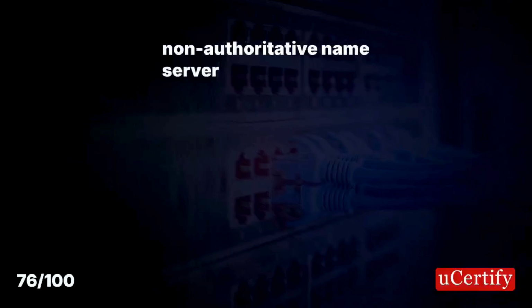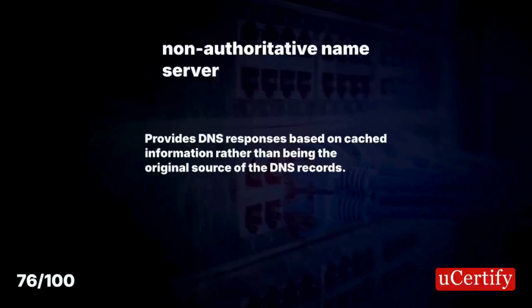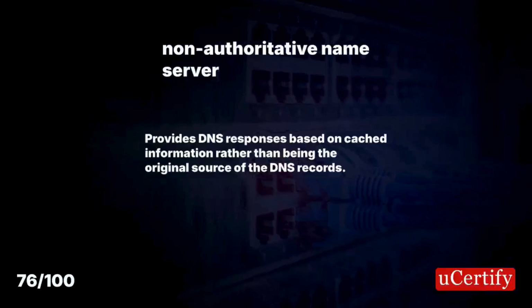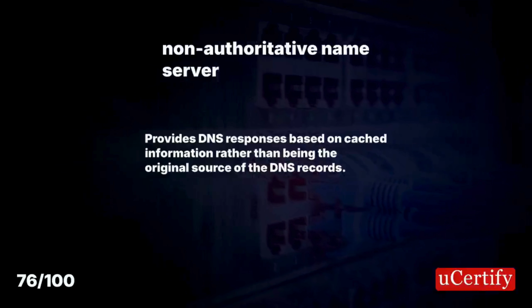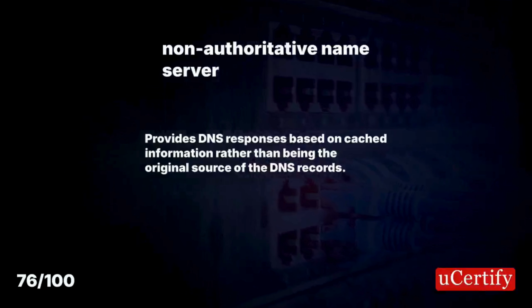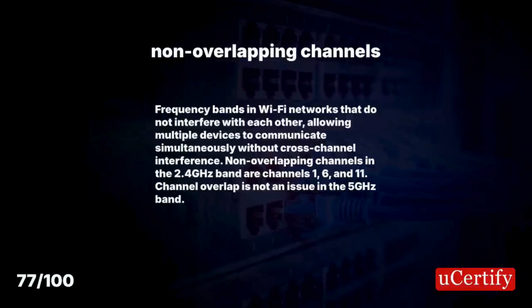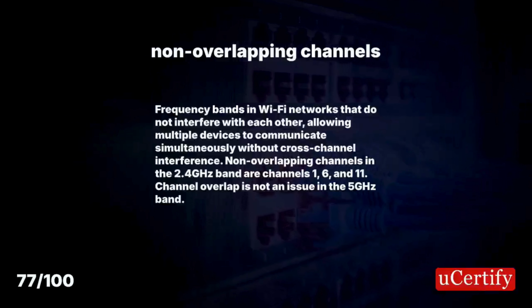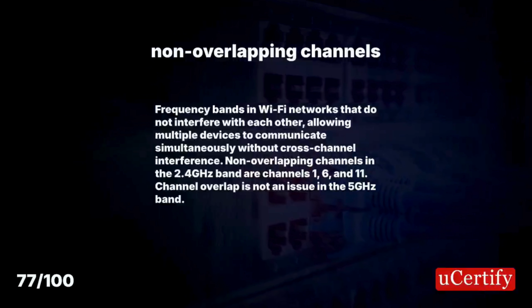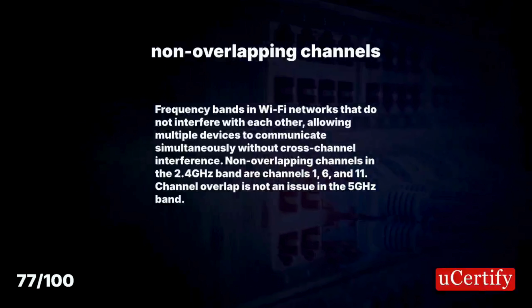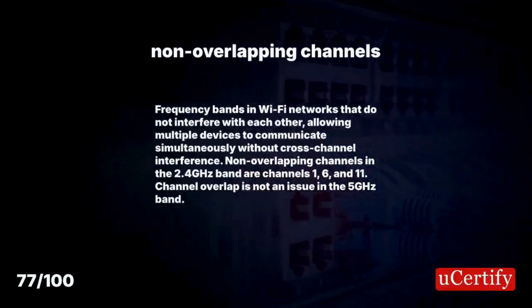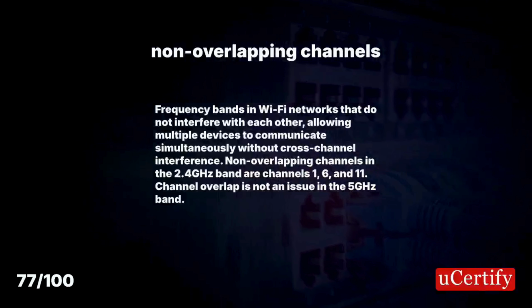Term: non-authoritative name server. Definition: provides DNS responses based on cached information rather than being the original source of the DNS records. Term: non-overlapping channels. Definition: frequency bands in Wi-Fi networks that do not interfere with each other, allowing multiple devices to communicate simultaneously without cross-channel interference.